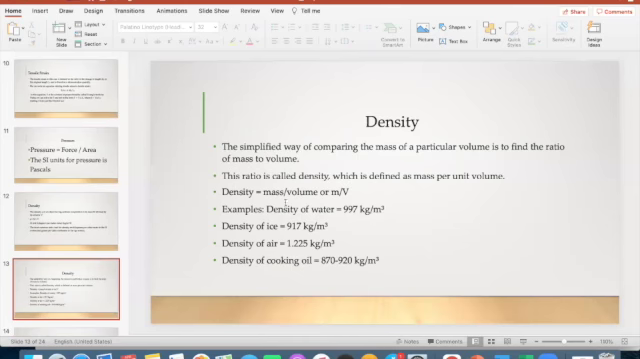All right, so the density of water is nearly 1,000 kilograms per meter cubed. The density of ice is 917 kilograms per meter cubed. The density of air is 1.225, and the density of cooking oil is 870 to 920, depending on the type of oil. Coconut oil will be different than olive oil or vegetable oil. So they all have their own individual densities.